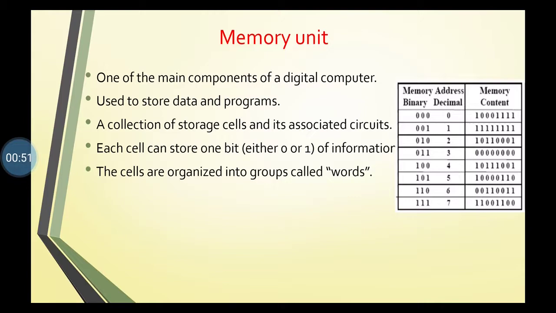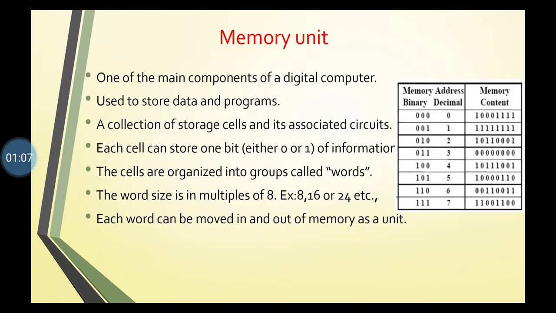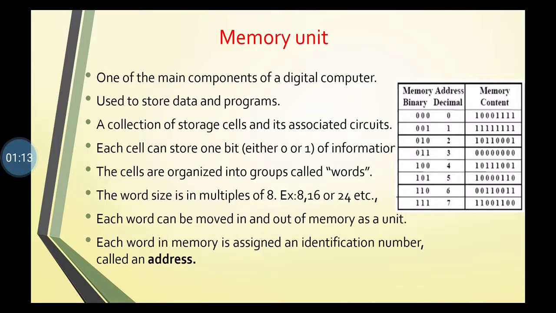The cells are organized into groups called words. A word is in multiples of 8, that is 8 bits, 16 bits, etc. Each word can be moved in and out of memory as a unit. Each word in the memory is assigned with a unique number called address for identification purpose. As you see in the diagram, the memory words are addressed from 0 to 7. In total, 8 words.